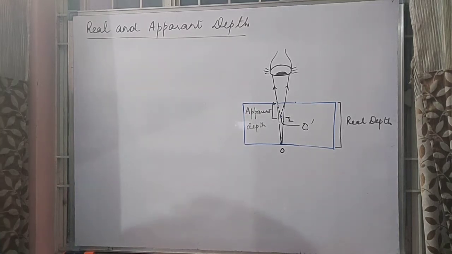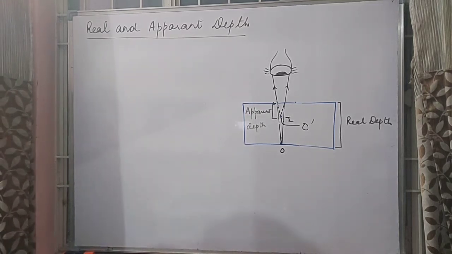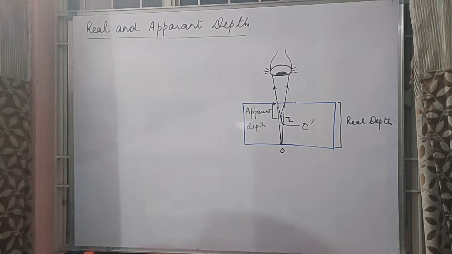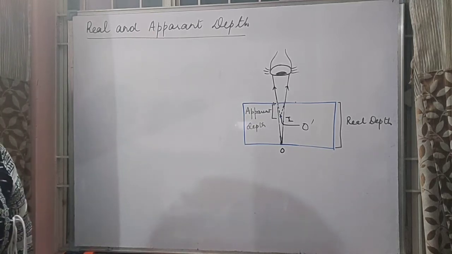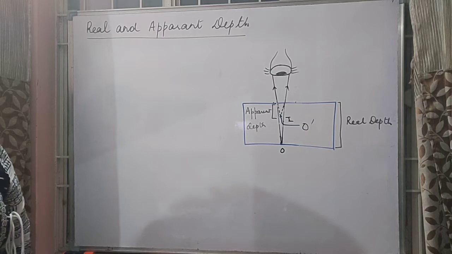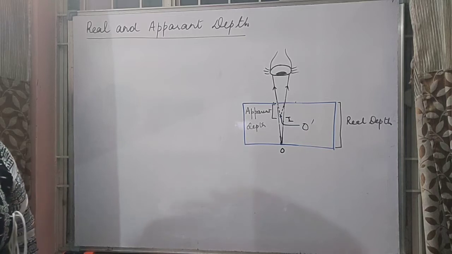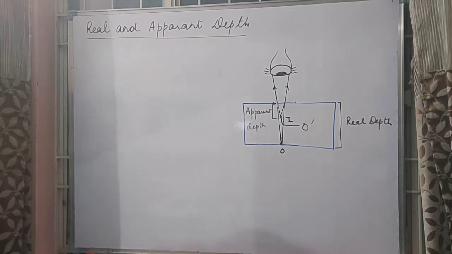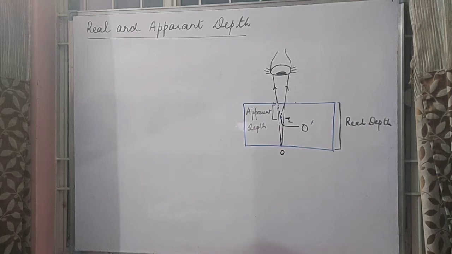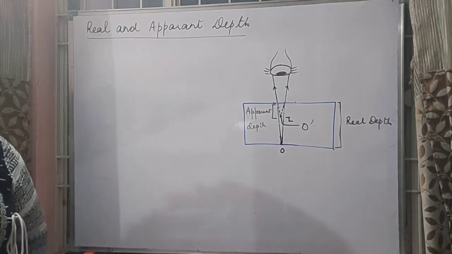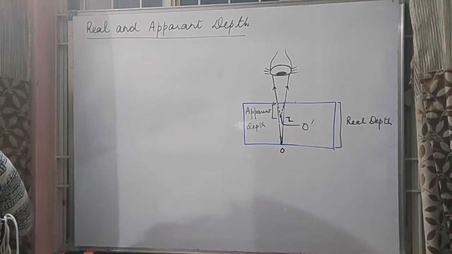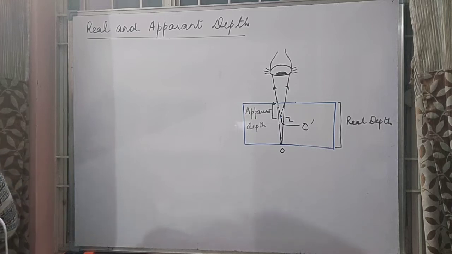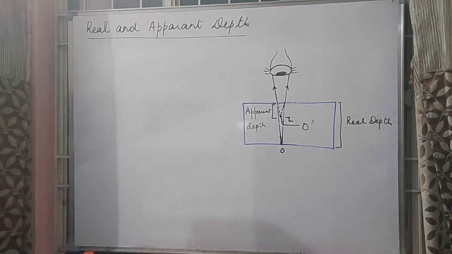Now we are going to see real and apparent depth. Listen very carefully and see the diagram. An object placed in a denser medium, when viewed from a rarer medium, appears to be raised from its original position. This is due to refraction of light.